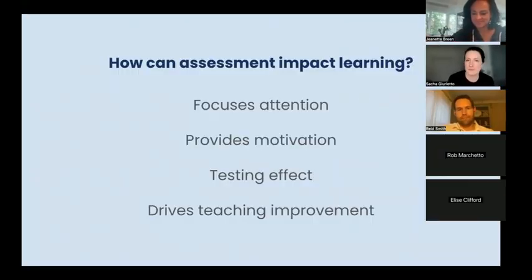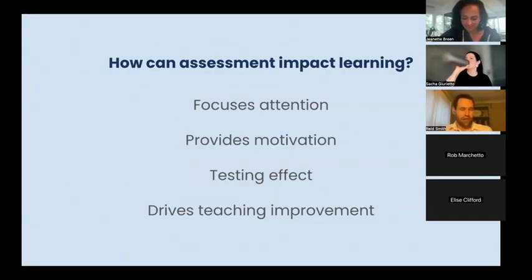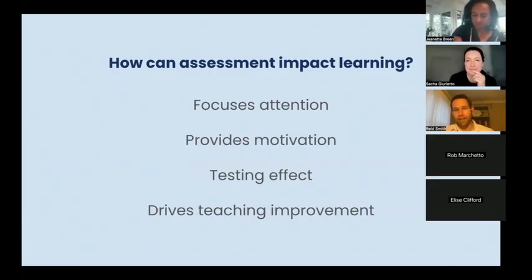Reid, any thoughts? I was just thinking as you were discussing then, Sacha, about that idea of focusing attention. And one of the interesting things about assessment is that it focuses attention not just of the student, but also of teachers and schools. When we're thinking about the assessments that we set, often it focuses us as teachers. It helps us understand what it is that we should be spending more or less time on as we're thinking about how we're going to apportion time in the classroom.